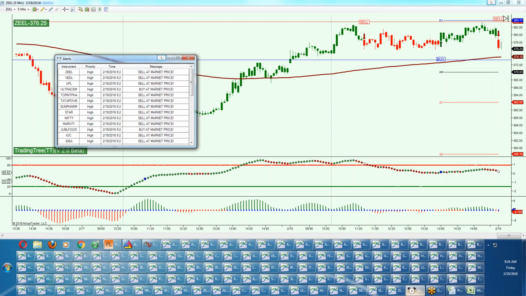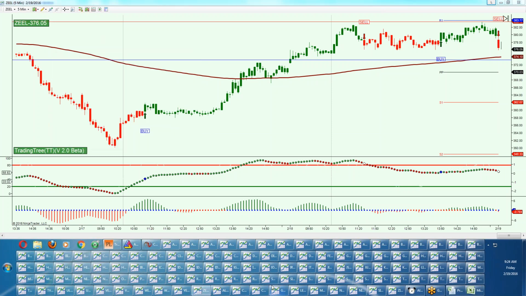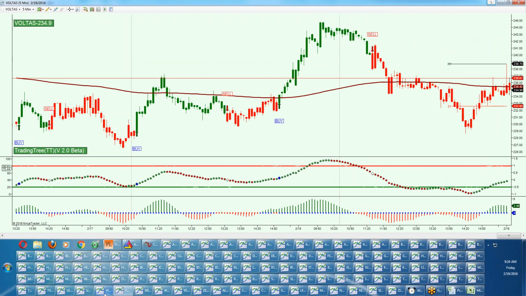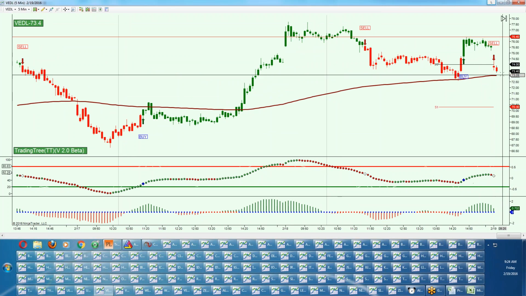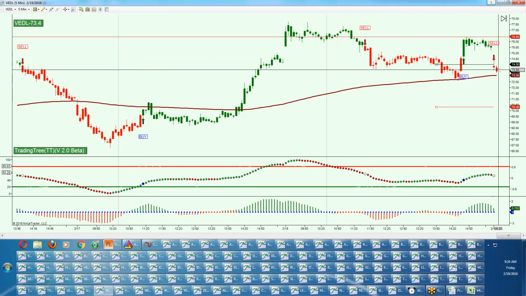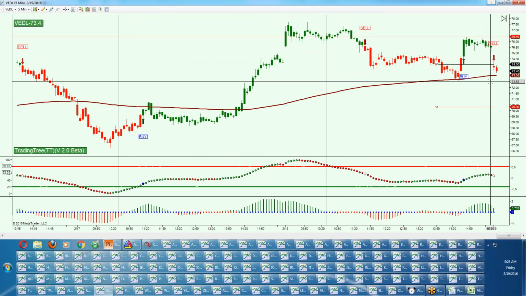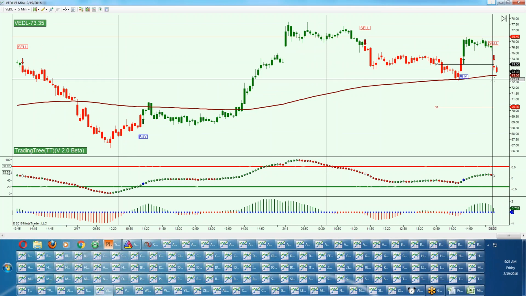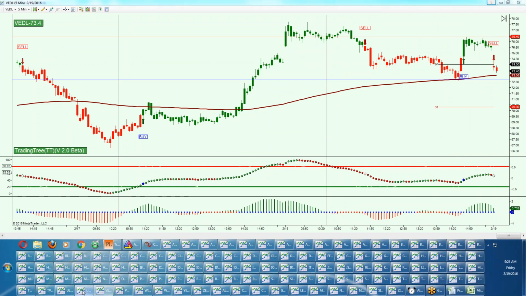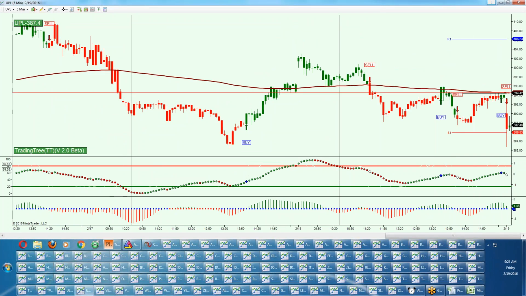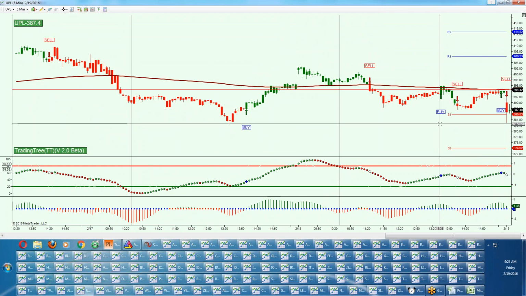Now we have Zee, Vedanta, UPL. Again, same thing for Vedanta. You can see that there is a strong support here, so you can short it here. UPL, we have a sell call. You can short it right below this.